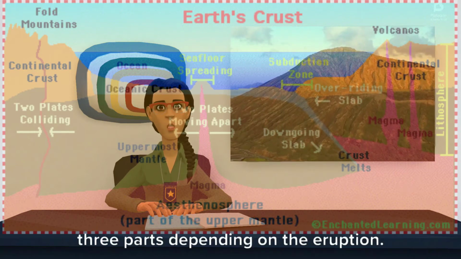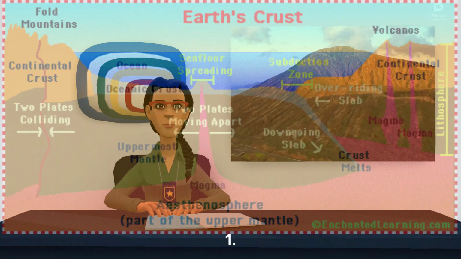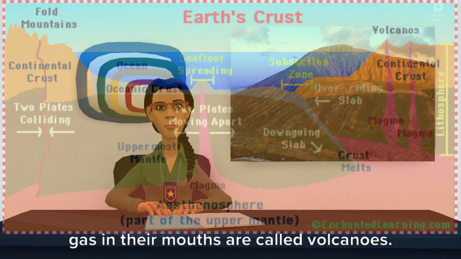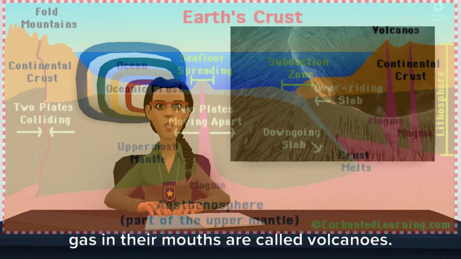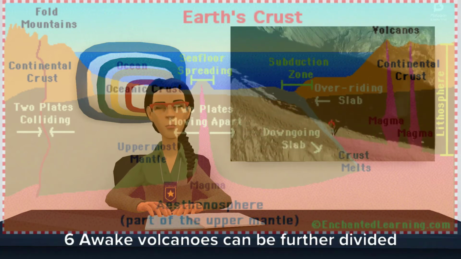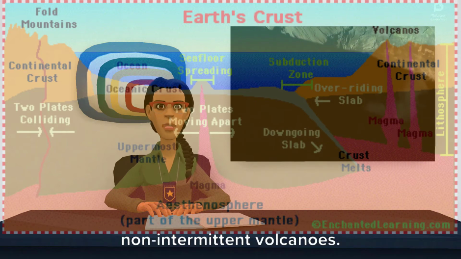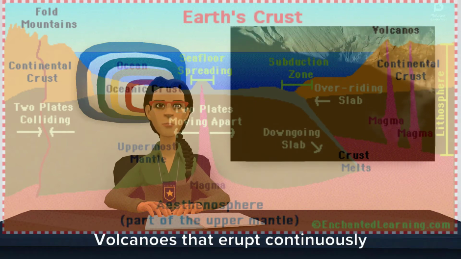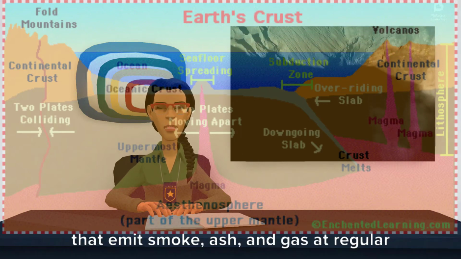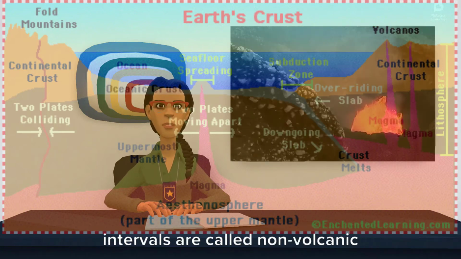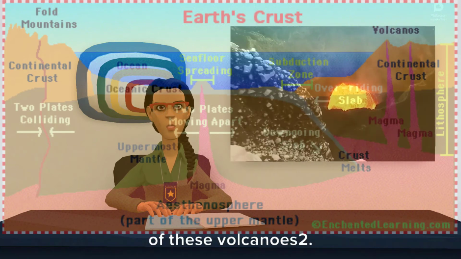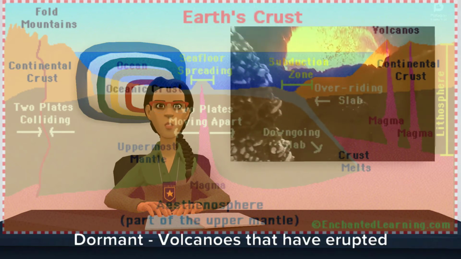Volcanoes are mainly divided into three parts depending on the eruption. 1. Active volcanoes that regularly emit smoke, ash, molten lava, and gas from their mouths are called active volcanoes. For example, Mount Etna. Active volcanoes can be further divided into two types: intermittent and non-intermittent volcanoes. Volcanoes that erupt continuously are called lava volcanoes, and volcanoes that emit smoke, ash, and gas at regular intervals are called non-volcanic volcanoes. The Stromboli volcano in Italy is one of these volcanoes too.